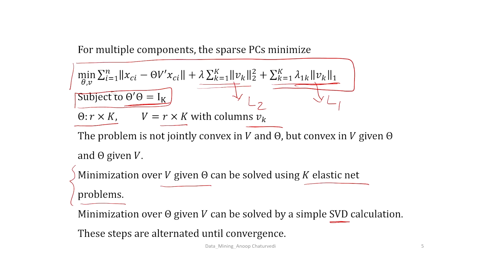So, to solve this problem, what do we do? We start from some initial value of theta, then we minimize over V given theta using k elastic net problems. Once you obtain V, we minimize over theta given V, which is a simple singular value decomposition calculation just like the classical principal component analysis. Then we iterate these steps until you reach convergence, and once you get convergence, you stop.